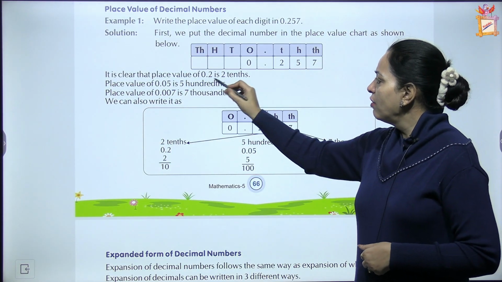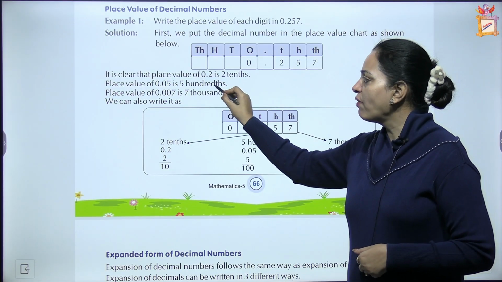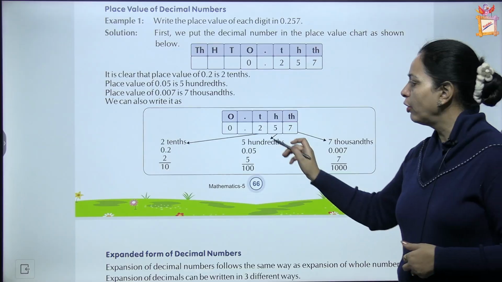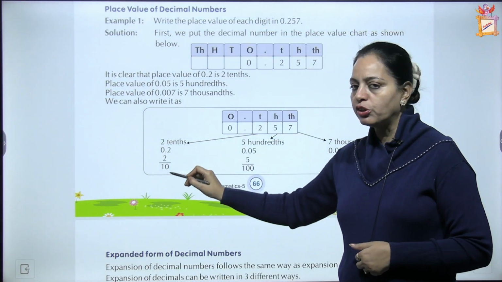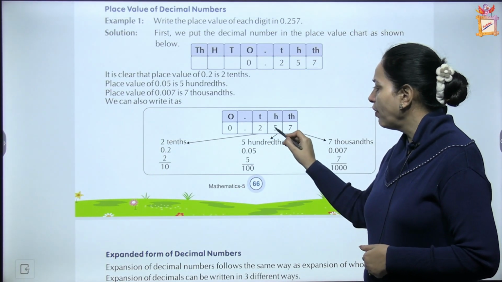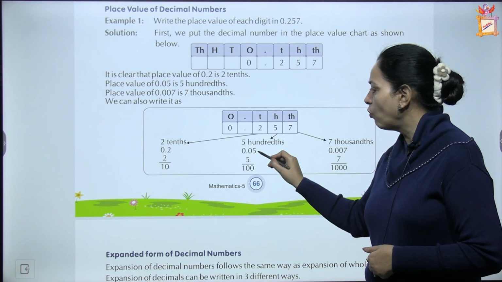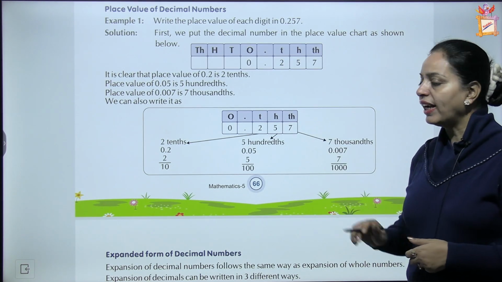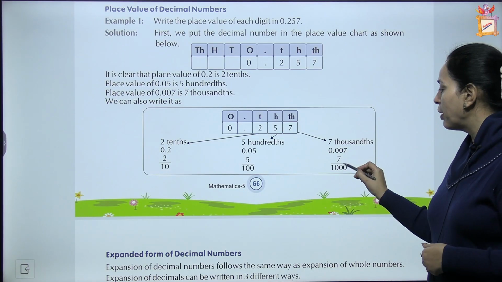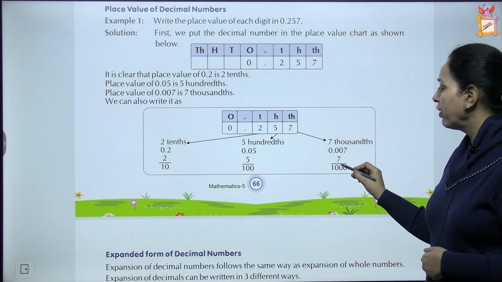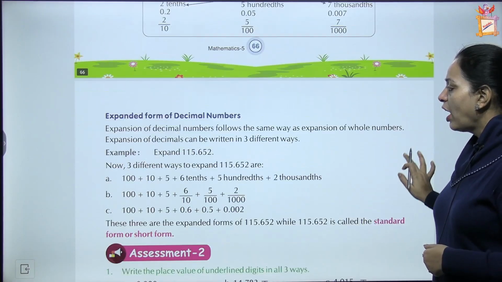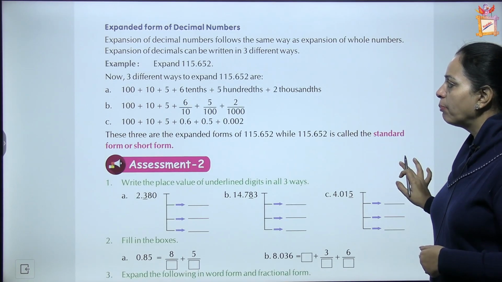And here 5 is at hundredth, this is 5 hundredths and 7 thousandths. So how can we write it? 2 tenths means 0.2, or 2/10. 5 hundredths means 0.05, or 5/100. And 7 is at thousandths, so 7/1000, or we can write 0.007.